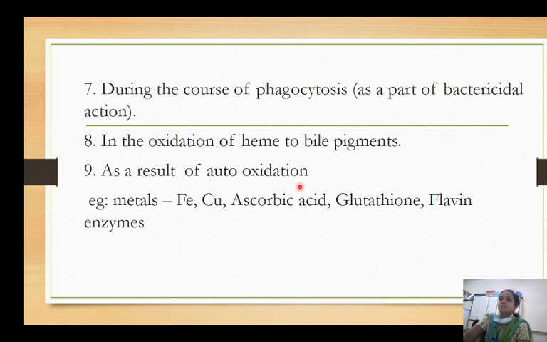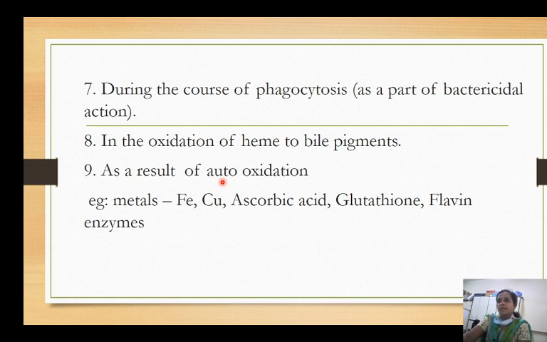This auto-oxidation occurs in a process when it wants to get rid of OH minus. Iron, copper or ascorbic acid will combine with the free radicals and neutralize them. But the charge has to go somewhere. In that process, the charge is taken up by these antioxidants. So that is called auto-oxidation.